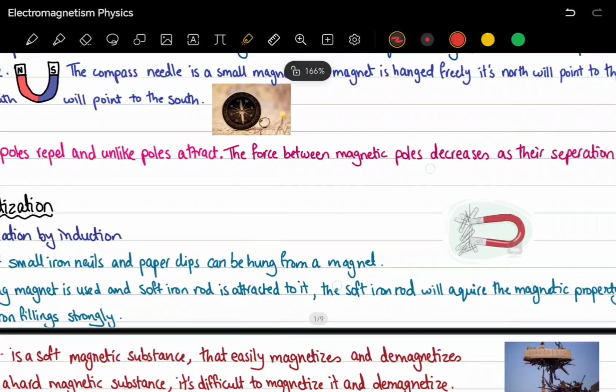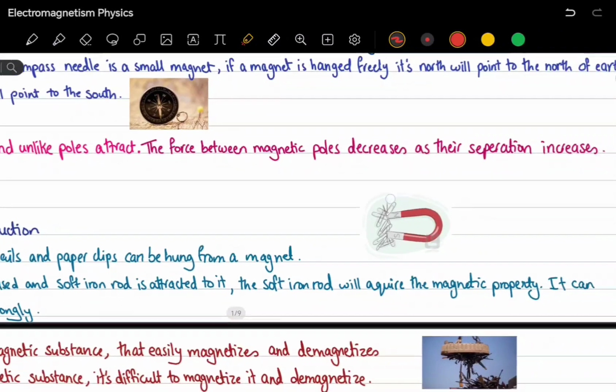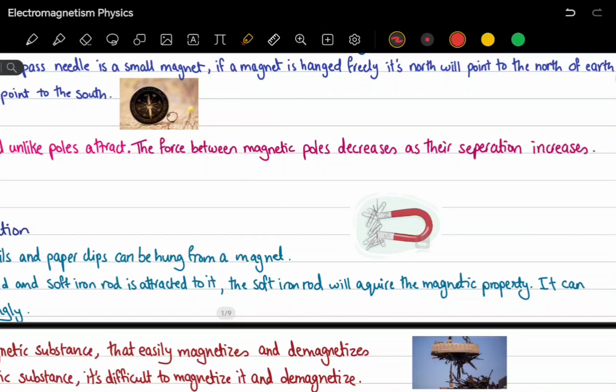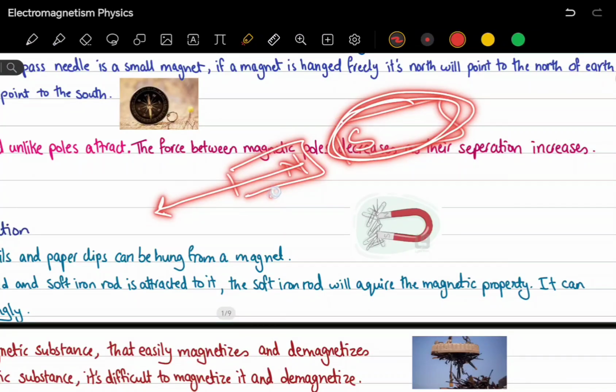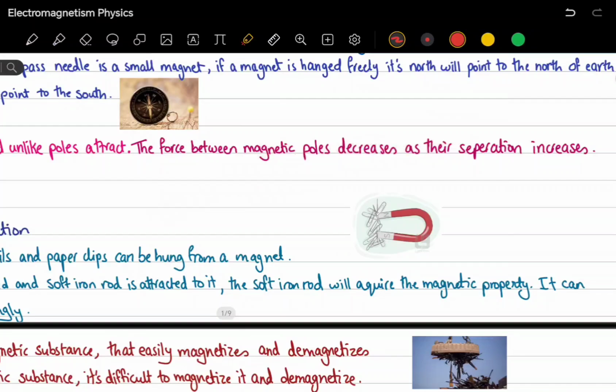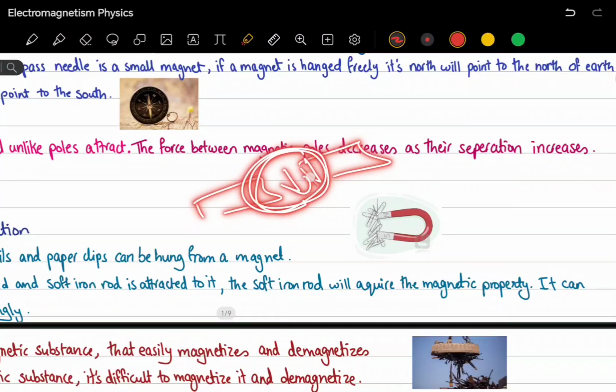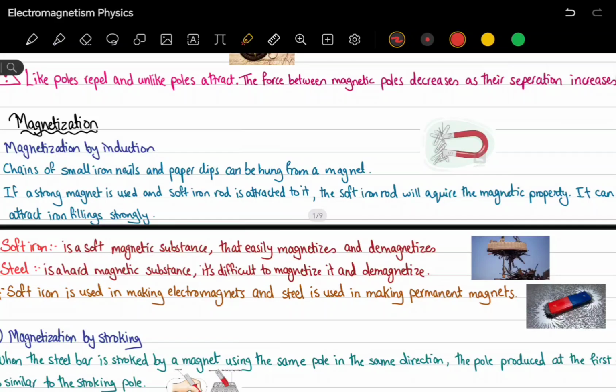And the force between magnetic poles decreases as their separation increases. For example, if I have north and south here, they're being attracted. If I move this magnet further away from the second magnet, my first magnet will experience less attraction to my second magnet, and vice versa. The reason is that as the separation between those two magnets increases, the magnetic effect itself will decrease.